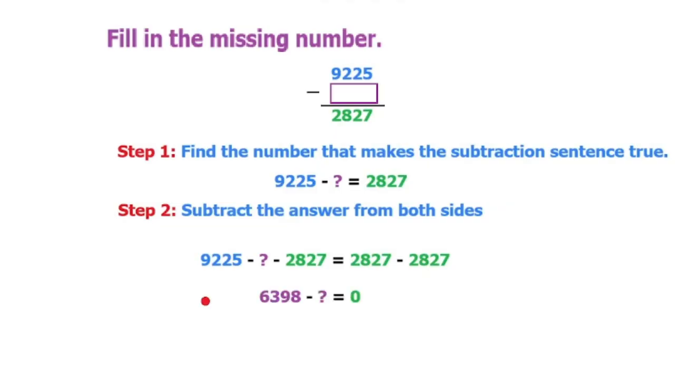So if you use your calculator, or if you use some of the other lessons that I taught you on subtraction, to subtract 9,225 minus 2,827, you're left with 6,398 minus the mystery number. Then when you subtract these two numbers, you get 0. So how do we solve now for question mark?